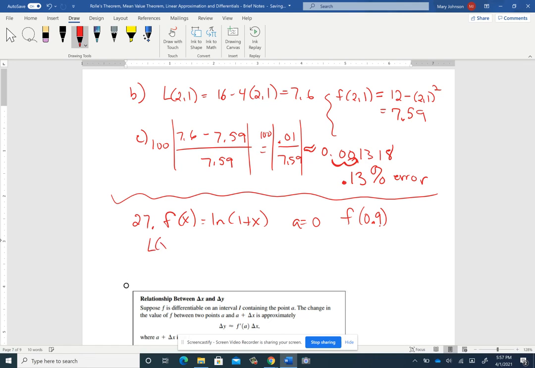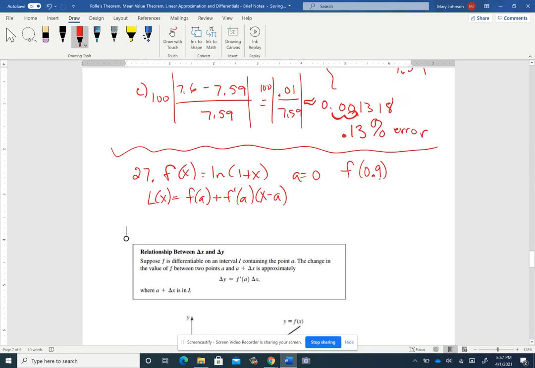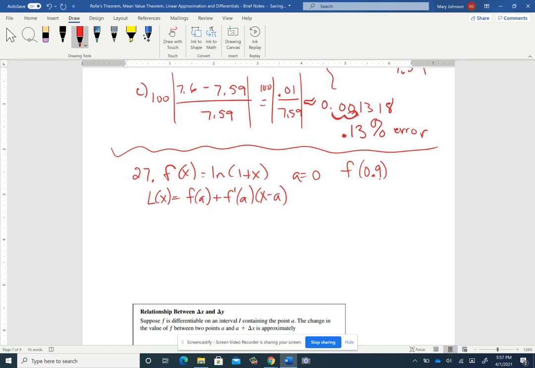trying to get is this: f of a plus f prime of a times the quantity x minus a. All right, so we have to get a few pieces of information to plug into that. First off, a is 0, okay? So we're going to really need f of 0 and f prime of 0, and then it's x minus 0, which is just x.